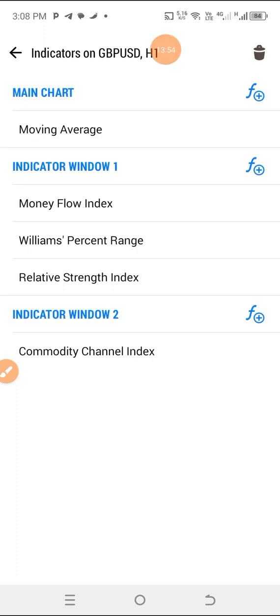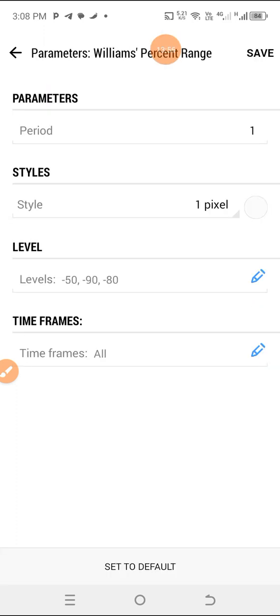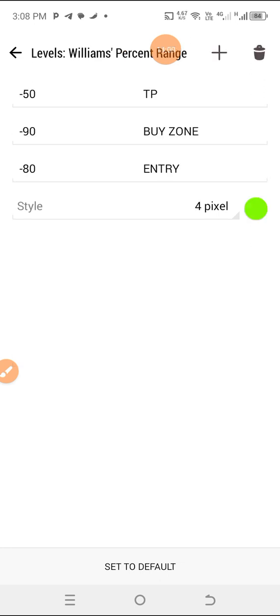Then Williams range indicator. We have period 1. We only need the levels. The levels are 50, -50, -90, and -80. So the -50 is your TP zone. -90 is your buy zone. That is the area you should be expecting to take buy, but at -80, immediately price closes above -80, that is when you take your entry.